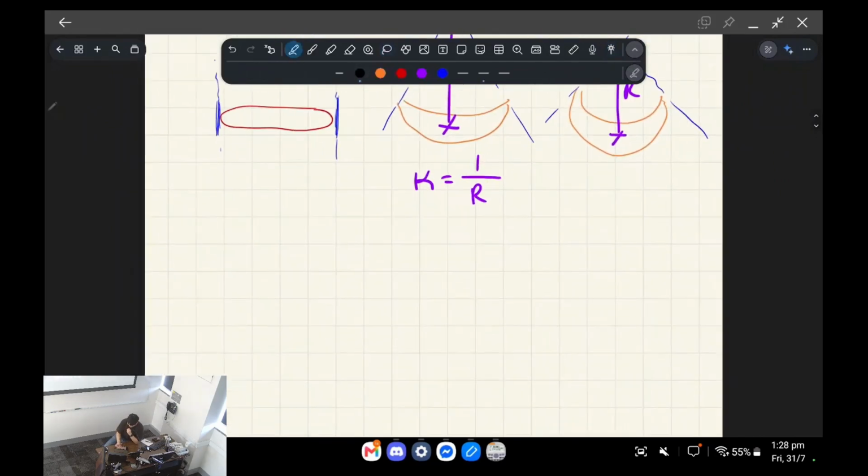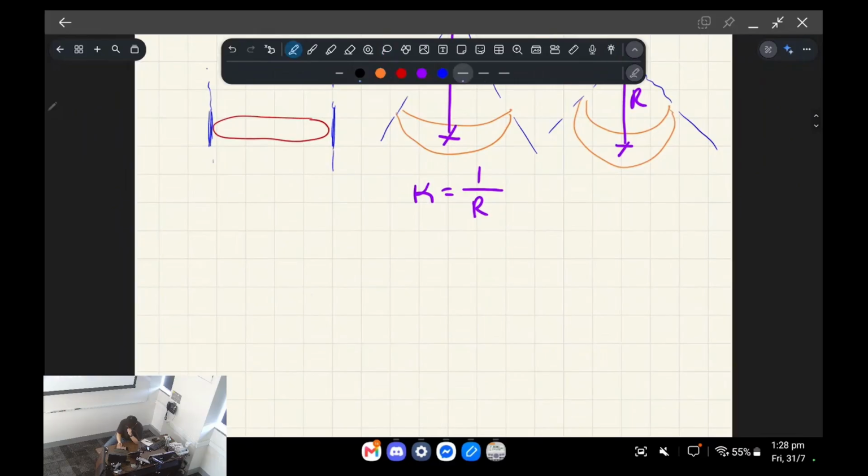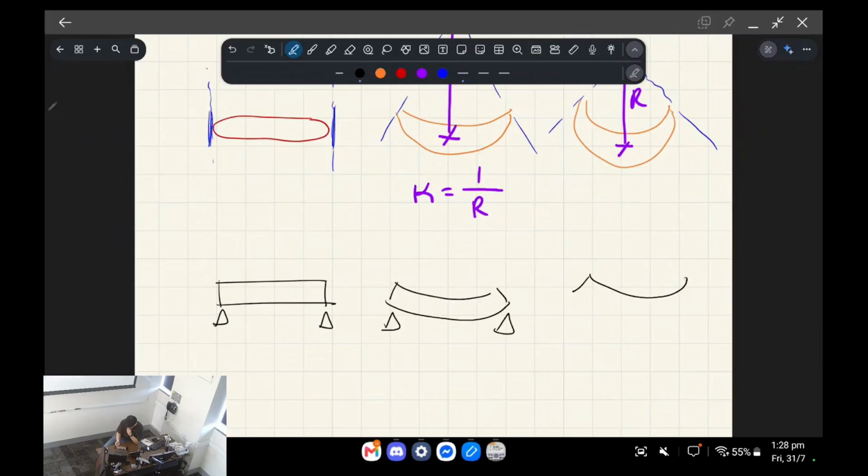Now let's ditch the vegetables and fruit and whatever and talk about a beam, right? What this is saying is we want to limit the curvature of these beams. So these are simply supported beams. We want to limit the curvature of these beams in some way.